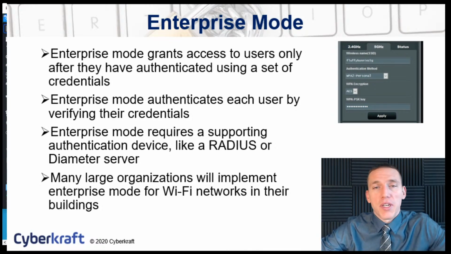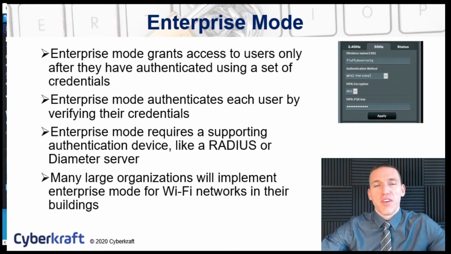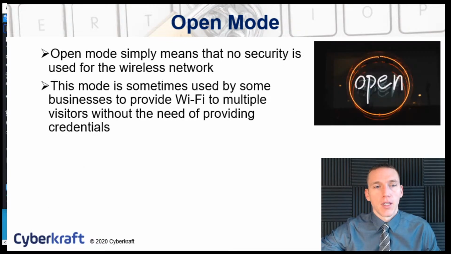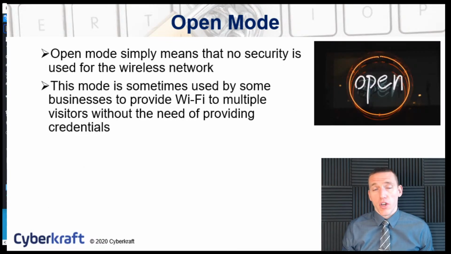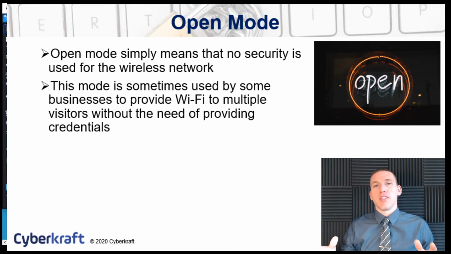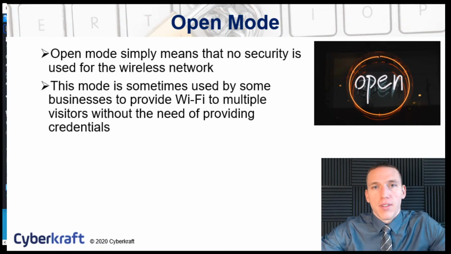Enterprise mode requires some additional hardware. It'll require an authentication device like a RADIUS or Diameter server, and many large organizations use enterprise mode. The U.S. federal government would use enterprise mode with those Common Access Cards, or PIV cards. And open mode means that there's no security on the Wi-Fi network. Open mode you'll find in coffee shops a lot of times, in places and businesses that want to attract people to use their place of business as a hangout spot. Well, at least you used to before our current situation.